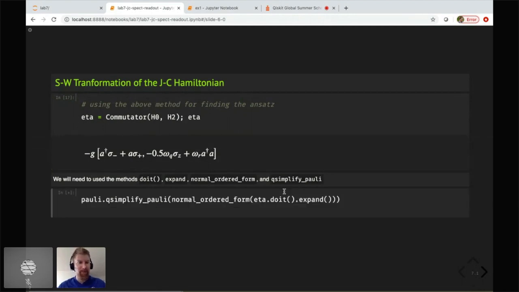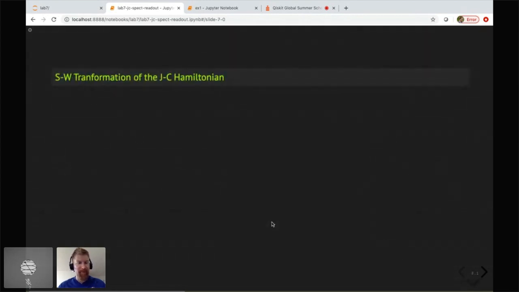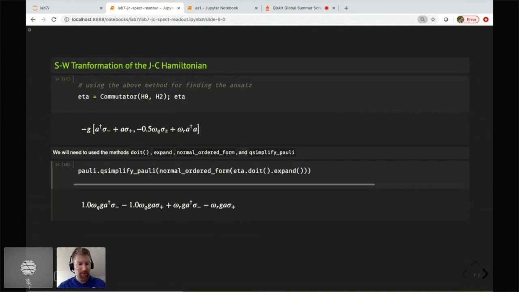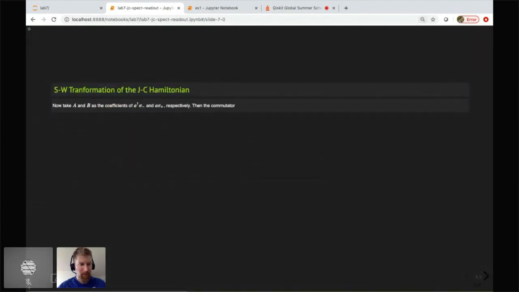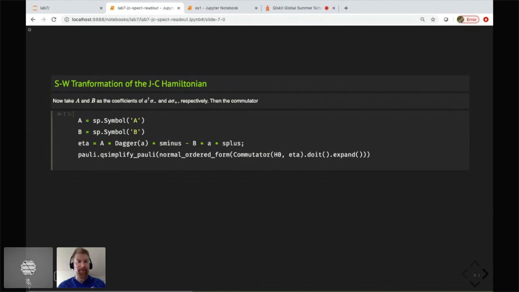When we go through and do that, we see that we get four terms. In fact, this can be divided into two terms. One of them has a dagger sigma minus, which is these two, and the other term is going to have a sigma plus. But we want this thing to be equal to H2. So we need to change the coefficients, and we're going to label those A and B as well, because we're going to substitute those coefficients as the systematic prescription of the ansatz indicates.